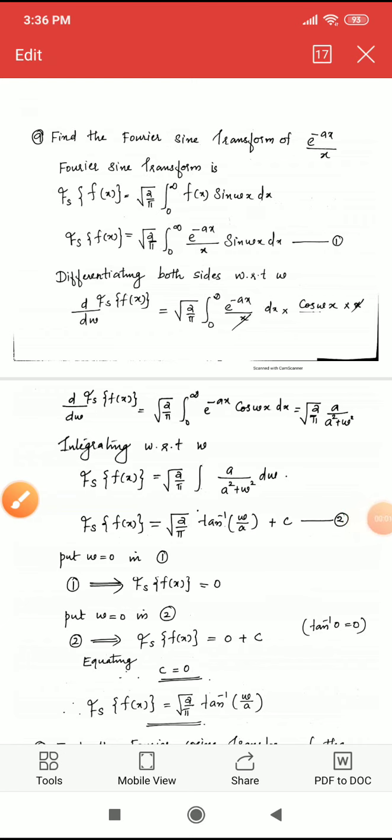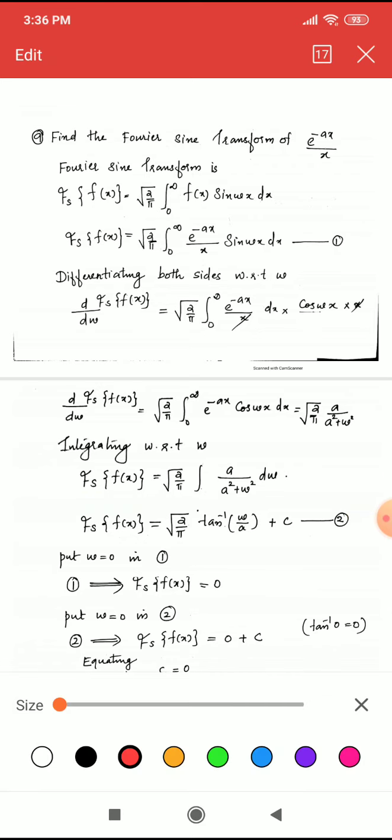Hi all. This is a continuation of Fourier sine and cosine transform. Next problem. Find the Fourier sine transform of e raised to minus ax by x. We have to find the Fourier sine transform of e raised to minus ax by x.